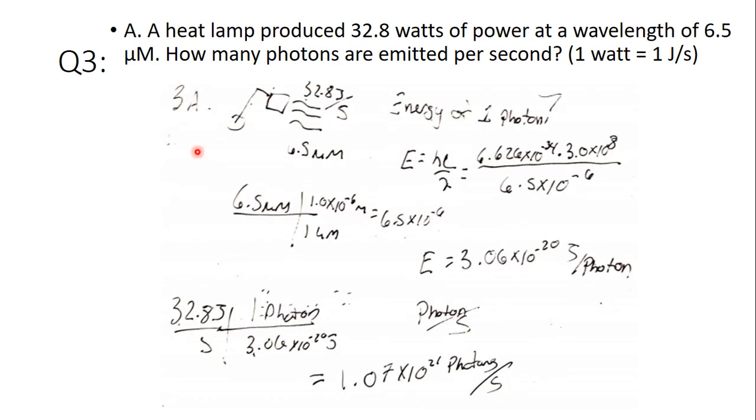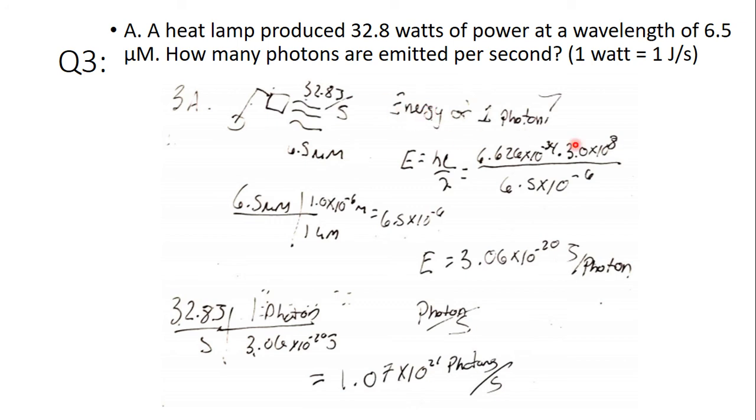Question 3, this is complex, so let's work through it. I have a heat lamp that produces 32.8 watts of power with a wavelength of 6.5 micrometers. How many photons are emitted per second? And a watt is 1 joule per second. So here's my heat lamp. It's throwing off heat, 32.8 joules per second worth of heat, and my wavelength is 6.5 micrometers.